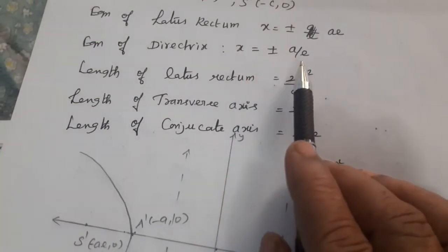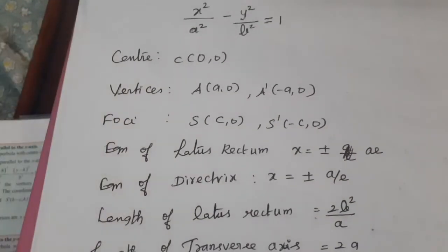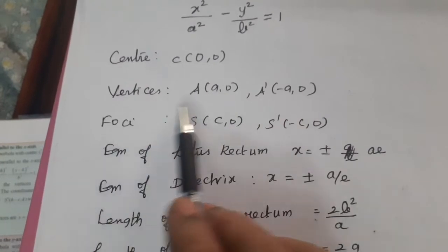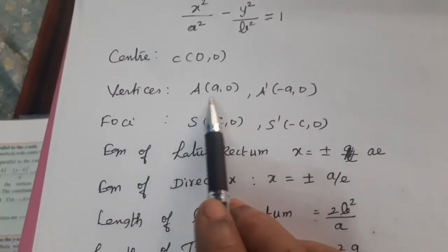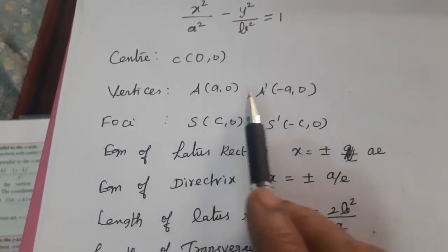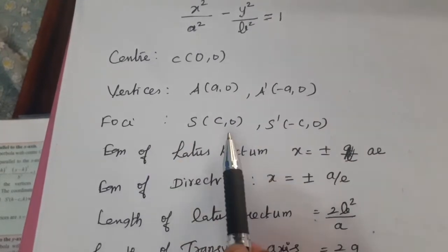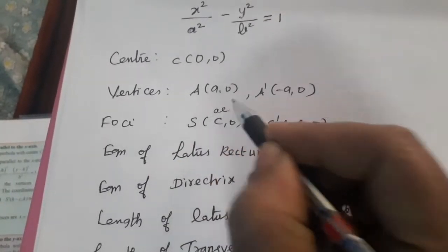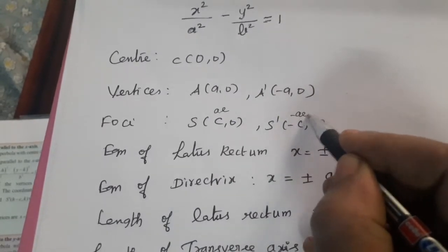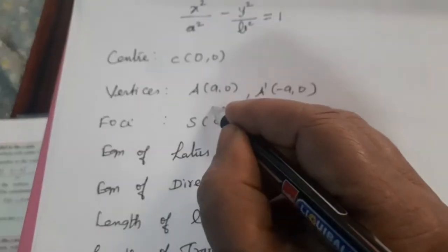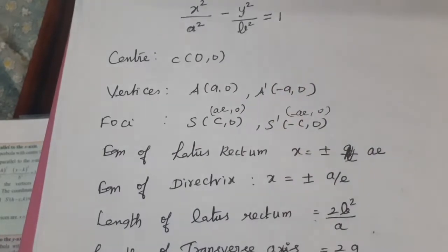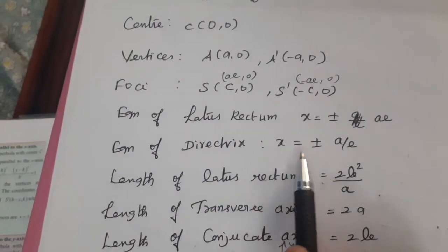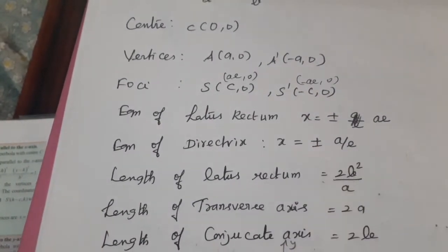x is equal to plus or minus a divided by e. The remaining are the same for you. The center is what? The origin, that is (0, 0). So the vertices are what? For the transverse axis, which is the x axis, the vertices are (a, 0) and (minus a, 0). The foci are (c, 0) or (minus c, 0), where c is nothing but ae, here also minus ae. The foci are (ae, 0) or (minus ae, 0). Both are the same only. Equation of the latus rectum: x is equal to plus or minus ae.